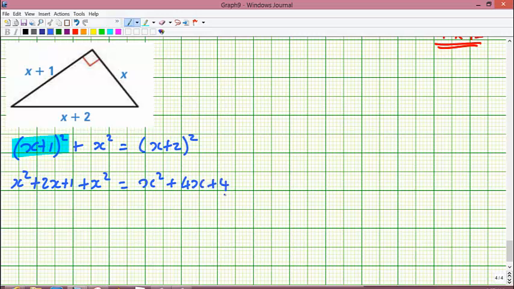Okay, let's collect all of the various items together. So I'm going to start with collecting the x squareds. So that would give me x squared. Now, let's collect the x's. Minus 2x. And finally, we'll collect the constants.